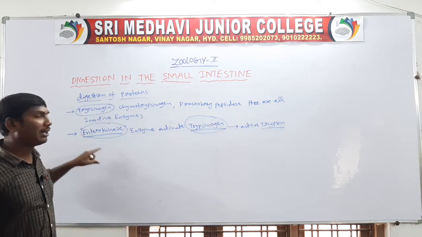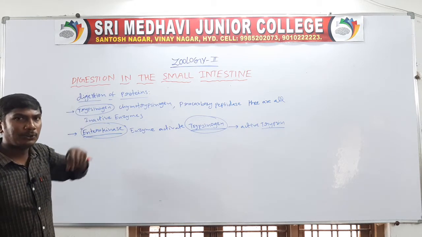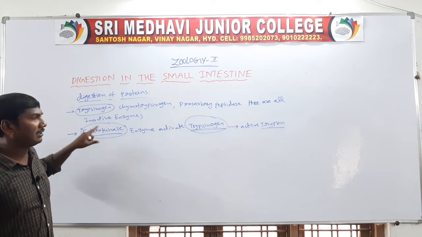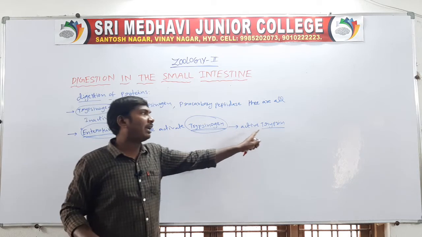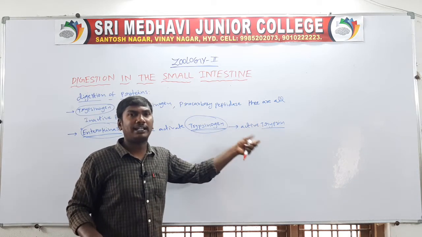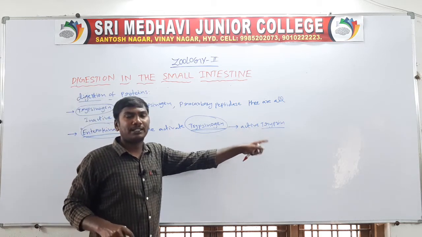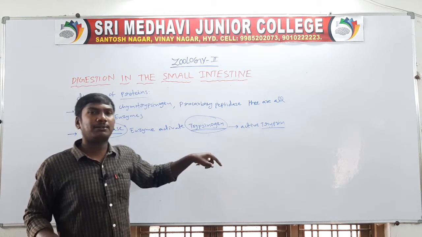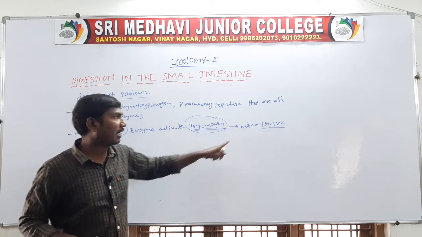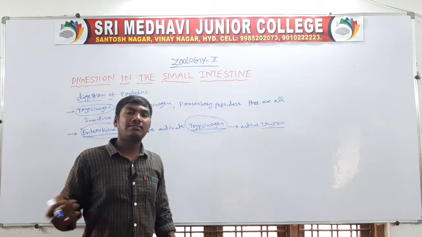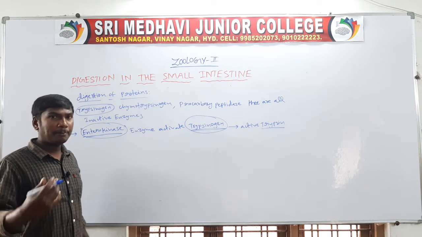The enterokinase enzyme is released from the small intestinal mucosal membrane. Through enterokinase, inactive trypsinogen is converted to active trypsin. The active trypsin also converts other inactive enzymes to active enzymes. The active trypsin also activates the pancreatic enzymes.